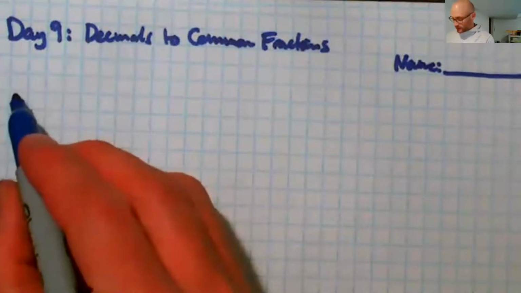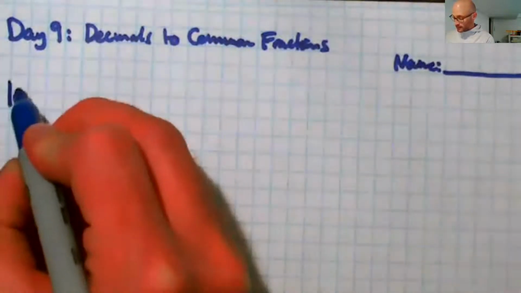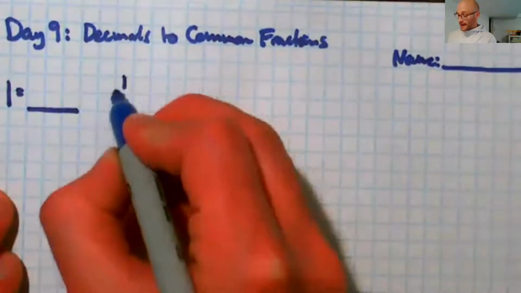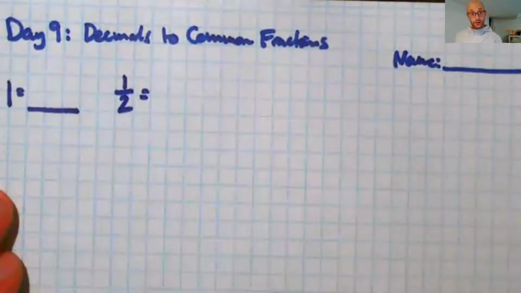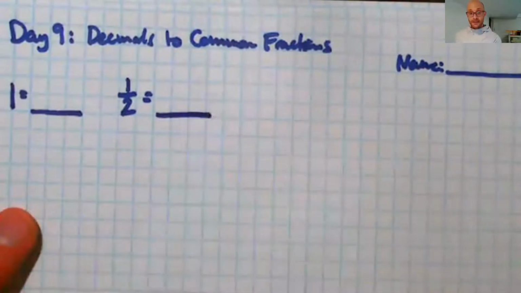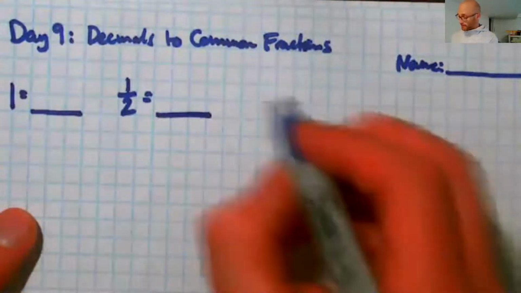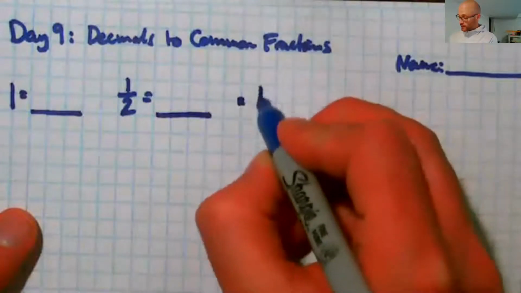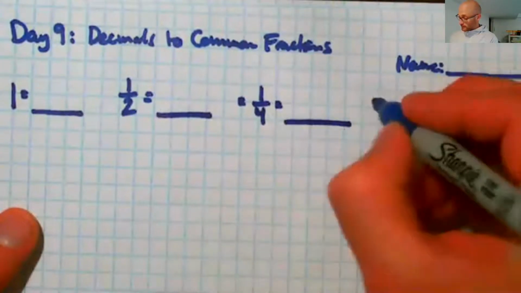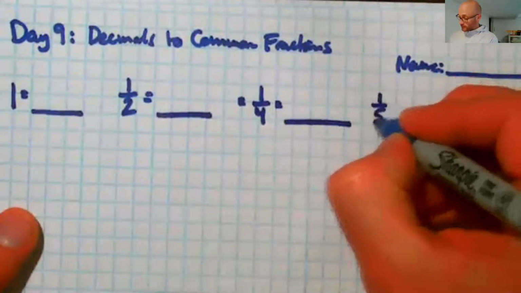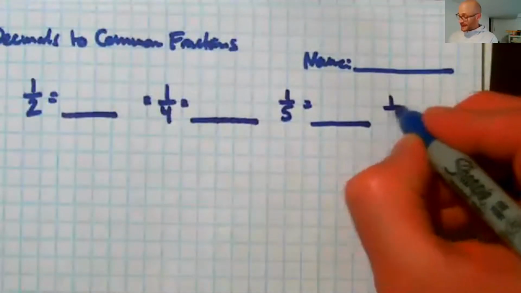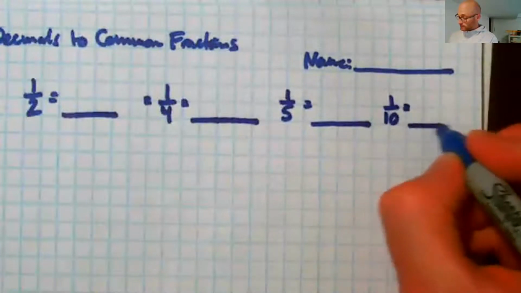So I'm going to start over here on the left side, and I'm going to say 1 equals, and then I'm going to leave a little blank. Then I'm going to say 1/2, which is a common fraction. You know really well, I'm sure. We say that all the time, half of something. I know you guys studied it in your last chapter. Half equals, we're going to leave a blank right there. And then we're going to say 1/4 equals blank. And 1/5 equals blank. And finally, we're going to say 1/10 equals blank.